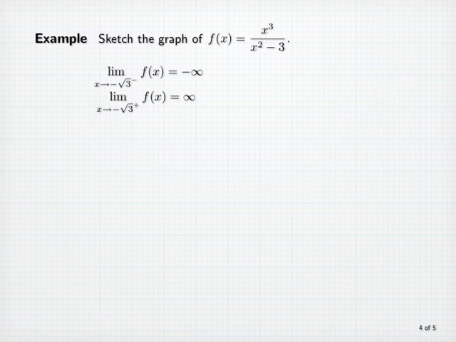If x is slightly less than the square root of 3, then x cubed will be positive while x squared minus 3 will be negative, and so the left-sided limit as x approaches positive root 3 is negative infinity. If x is slightly greater than the square root of 3, then the numerator and denominator of f are both positive, and so the right-sided limit as x approaches root 3 of f of x will be plus infinity.